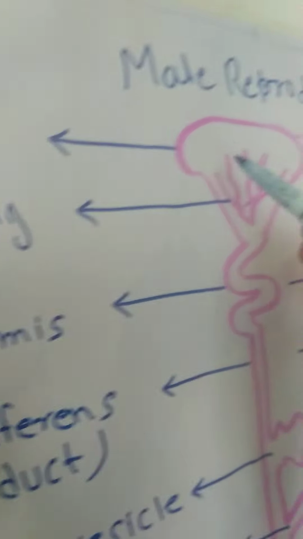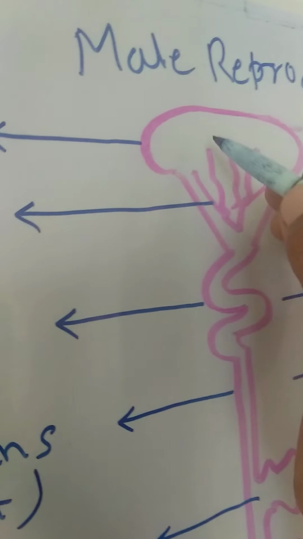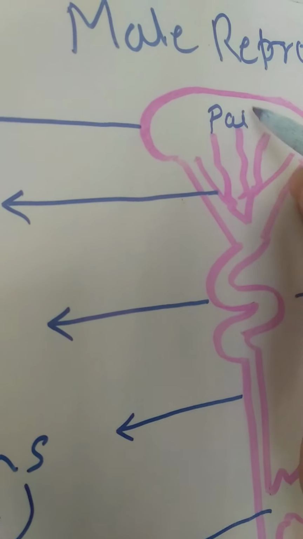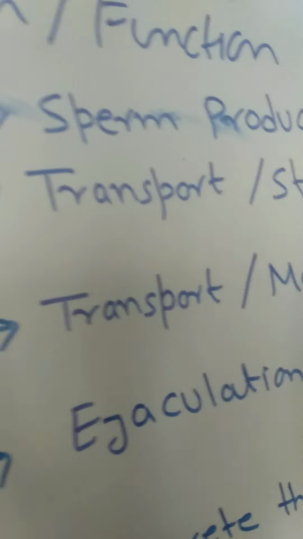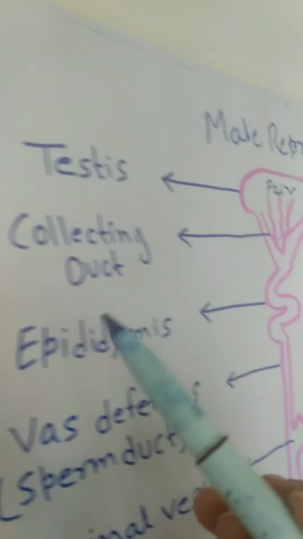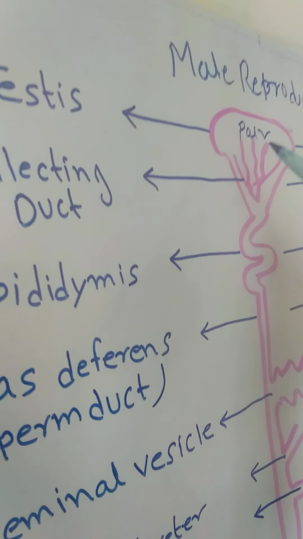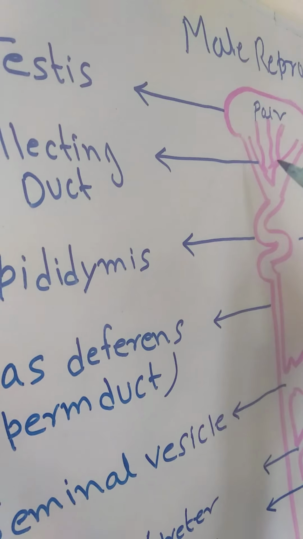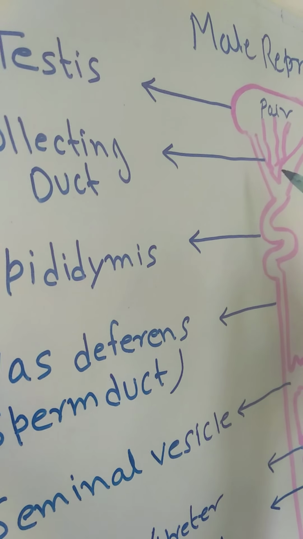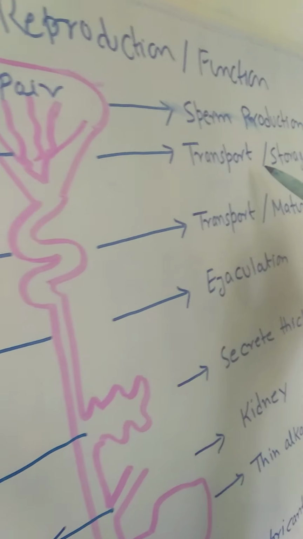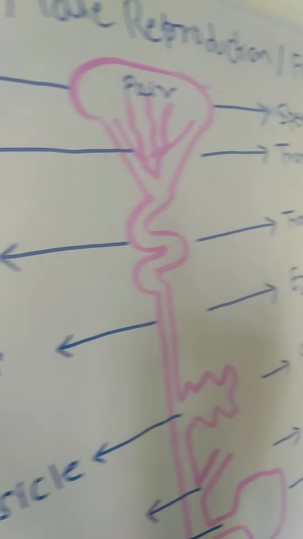Testis. So I have prepared here one testis. You know it is present in pair. So what is testis? It helps in sperm production. Then collecting duct. That duct which is joined by testis is called the collecting duct. This helps in transport and storage of sperm.